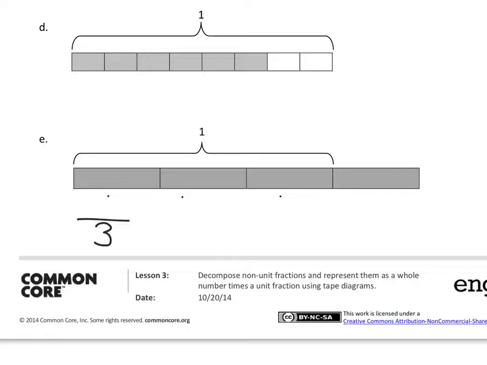Now take those thirds and count them back up. 1, 2, 3 of them make a whole, but I actually have 4 of them. So this is an improper fraction, more than one whole. How can we rewrite this? Well, we can decompose it as 1/3 plus 1/3 plus 1/3 plus 1/3, which is a total of 4/3.